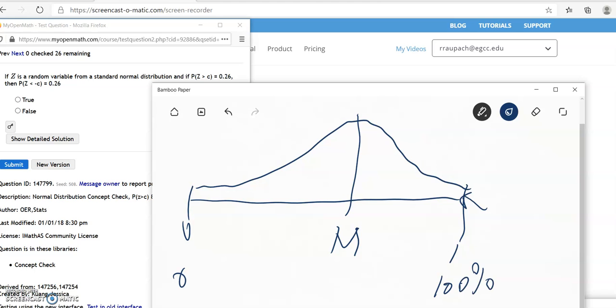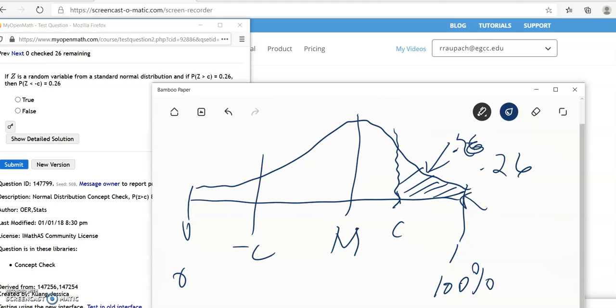If we have some value C, greater than means higher than. So if the probability of some Z value greater than C is 0.26, then the probability of that same number that's negative, the probability less than that same number, is also 0.26. So the answer is true.